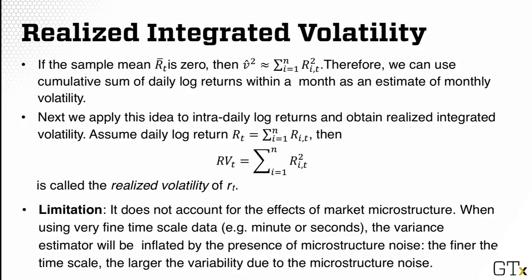An application of the estimator provided in the previous slide assumes that the sample mean of the daily returns within a month is 0. In this case, the estimated variance of the monthly return becomes the sum of the squared daily returns within the month t. Therefore, we can use the cumulative sum of squared daily log returns within a month as an estimate of monthly volatility.